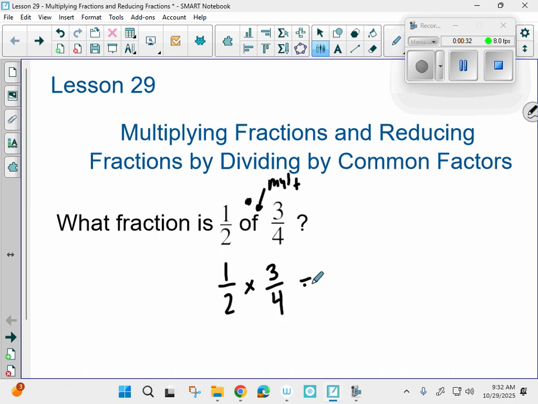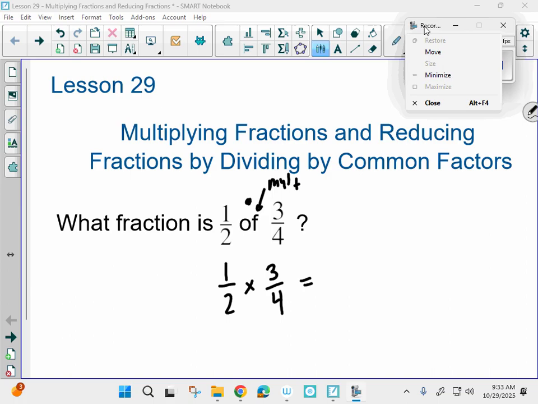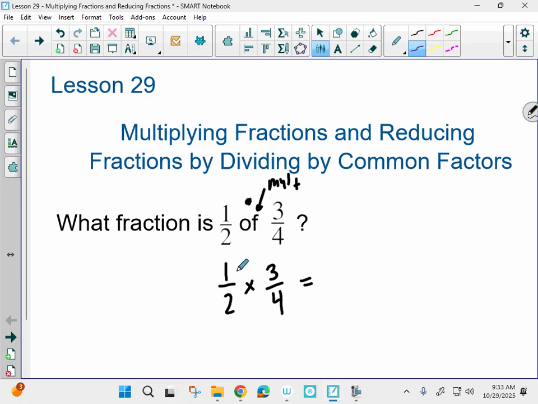3/4. And when we multiply, we multiply the top to the top and the bottom to the bottom. So I multiply straight across. 1 times 3 is 3, and 2 times 4 is 8. As long as this does not reduce, you're done.